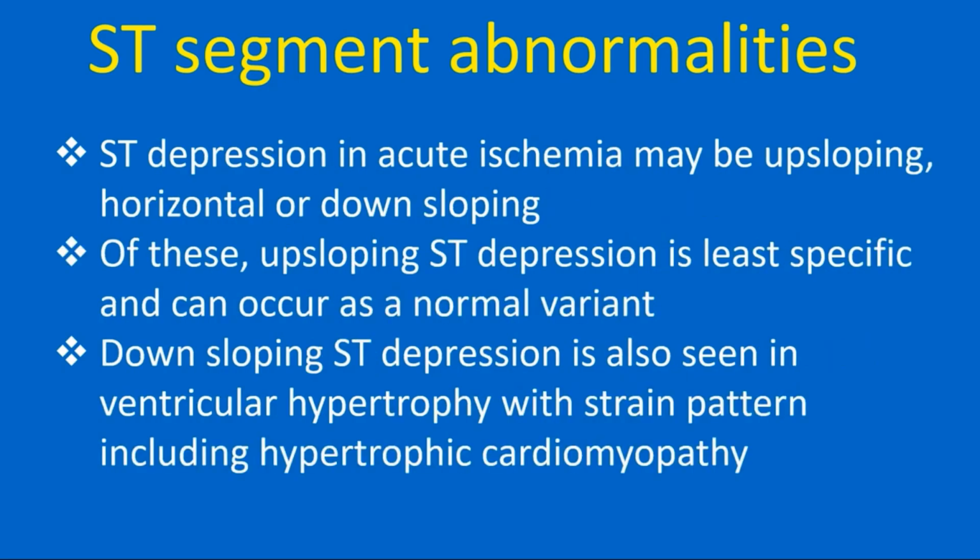ST depression in acute ischemia may be upsloping, horizontal, or downsloping. Of these, upsloping ST depression is least specific and can occur as a normal variant. Downsloping ST depression is also seen in ventricular hypertrophy with strain pattern, including hypertrophic cardiomyopathy.